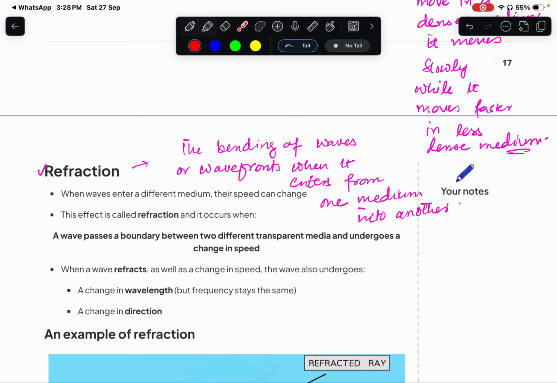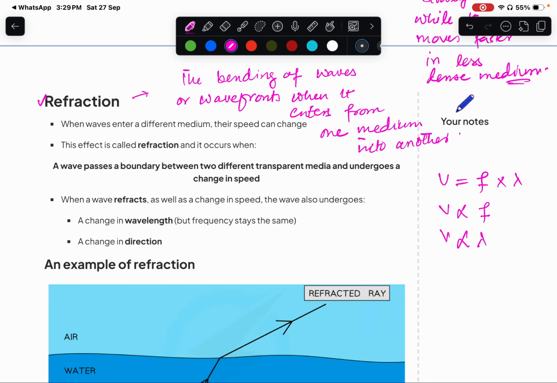Now, we know the wave equation, and the wave speed depends upon frequency times the wavelength. So it means that speed is proportional to frequency, and speed is proportional to wavelength. But if both the frequency and the wavelength are changing proportionally, then obviously the speed would remain the same. But in this case, the only thing which is going to change is the wavelength.